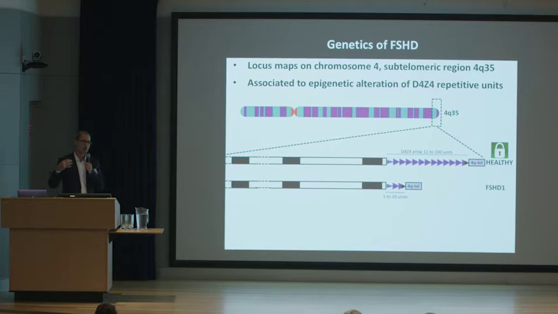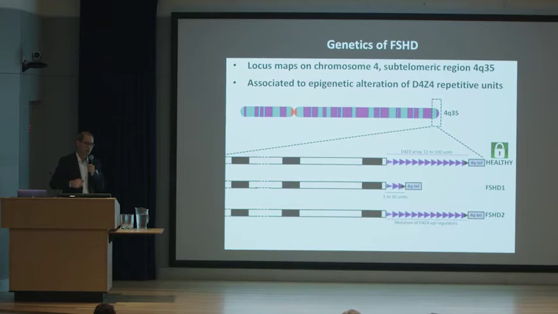So when you have a reduction in the number of D4Z4 repeats below what appears to be a critical number of 11 units, so typical FSHD1 patients have between 1 and 10 D4Z4 repeats, when you reach this number of repeats, you have an epigenetic switch.